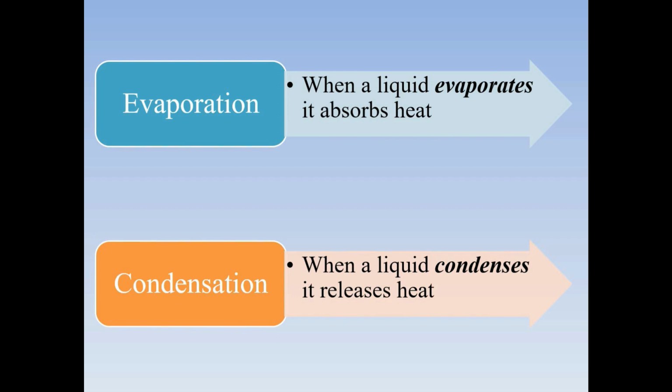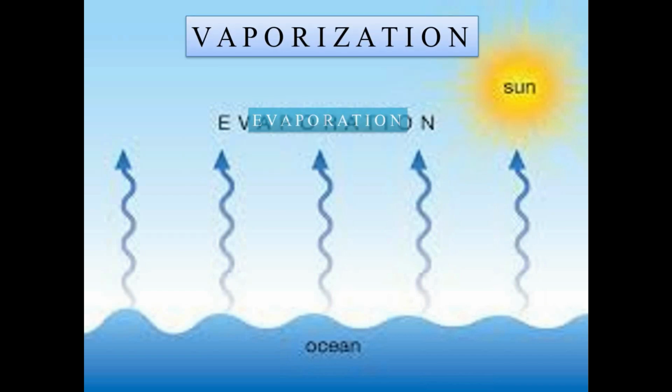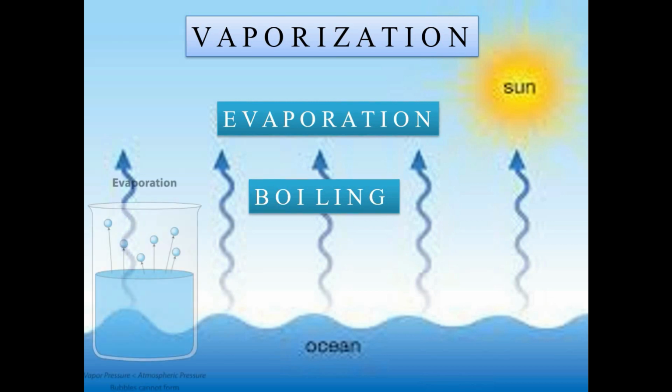Now, do you know what is the difference between evaporation and vaporization? Actually, evaporation is a type of vaporization. Vaporization is of two types. First is evaporation and second is boiling. Evaporation is a surface phenomenon. It occurs below critical temperature or boiling point.